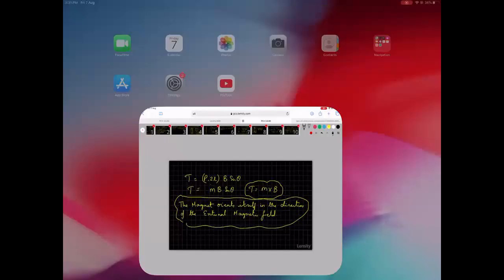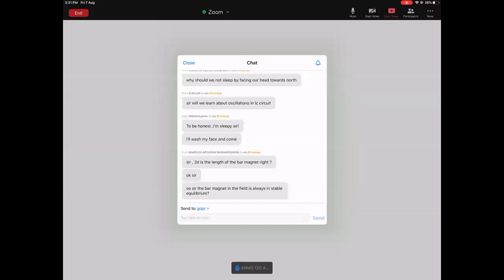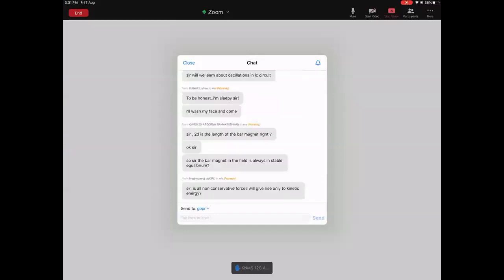Sir, 2L is the length of the bar magnet. Sir, the bar magnet in the field is always in stable equilibrium. Yes. So all non-conservative forces will give rise only to kinetic energy? No, no. Friction doesn't give rise to any kinetic energy. Non-conservative forces are complicated forces. They result in loss of energy, but not in all cases. This magnetic force is a complicated force. That's why we don't talk about this, and that's why in your book they have not given all this.